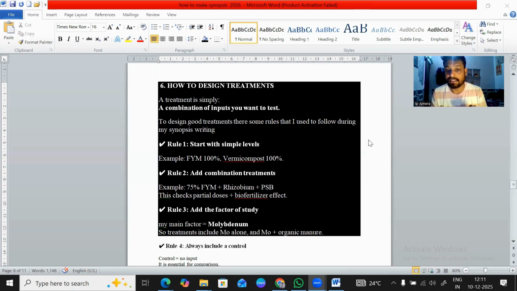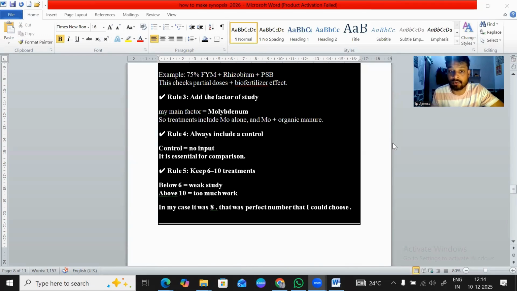Rule number three that I used to follow is to add the factor of study. In my case, my main factor was molybdenum, so treatments included molybdenum alone and molybdenum plus organic manure. Rule number four, always include a control. Control means no input. It is essential for comparisons.